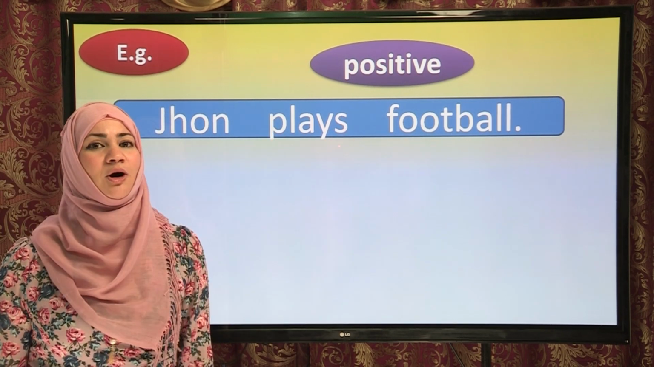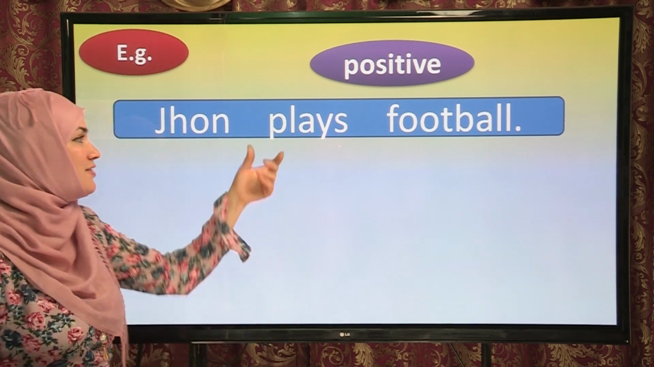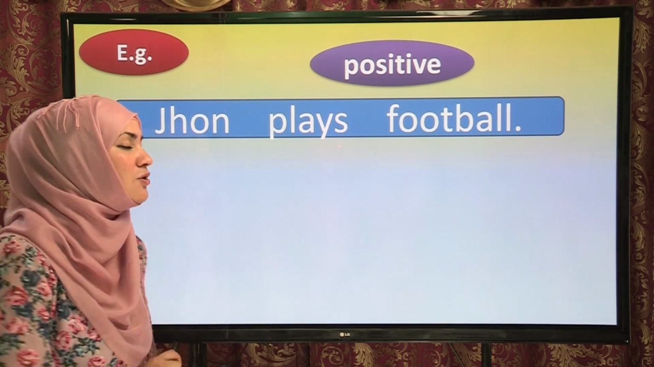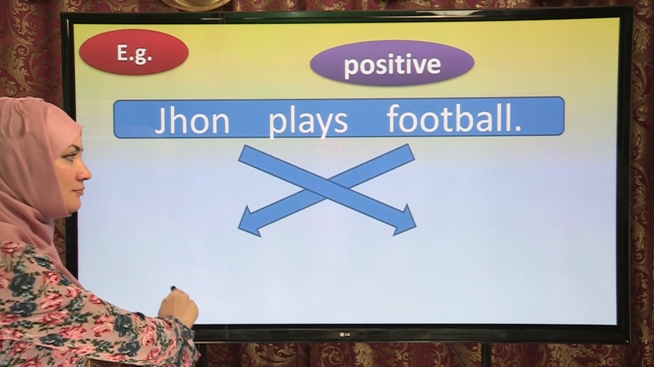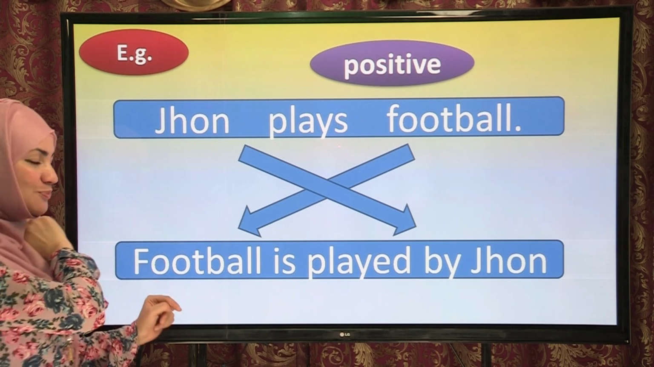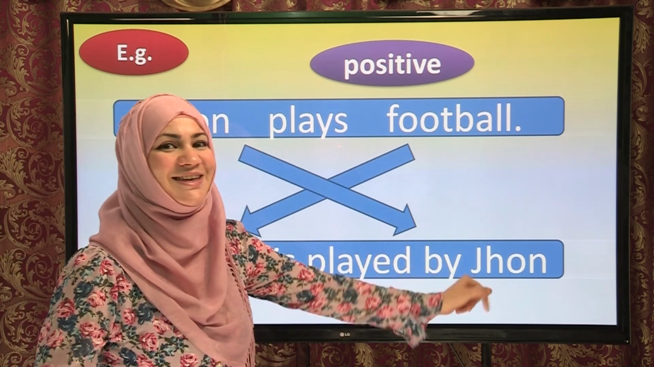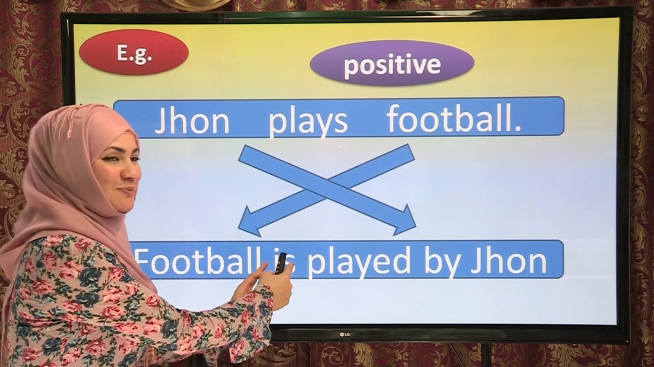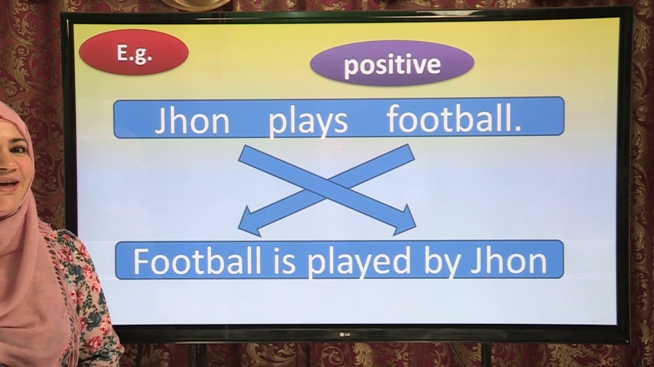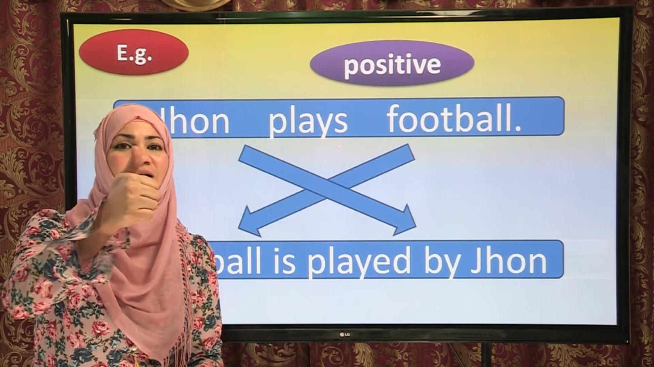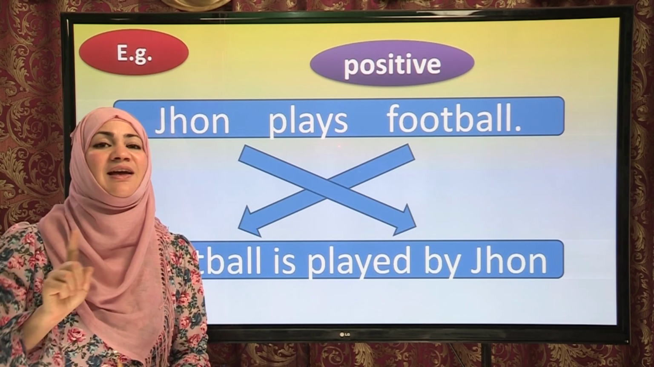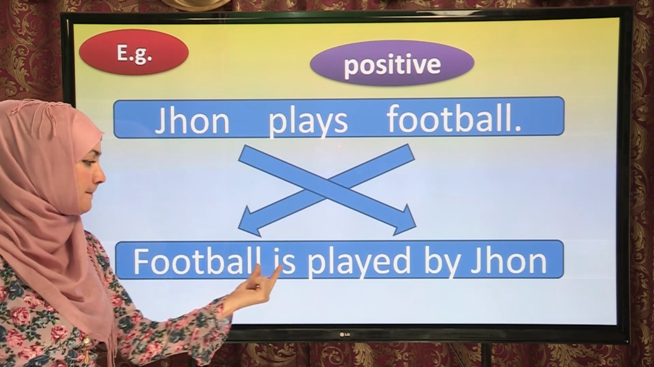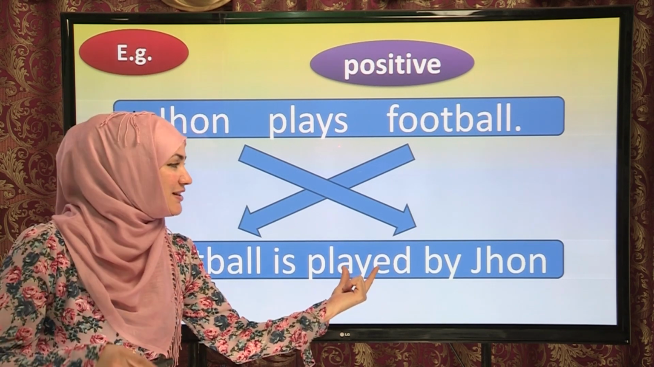John plays football. I want to transform this sentence into passive voice. Follow me, how the sentence will be. Football is played by John. You see here, my students? I started with the object. Verb to be: is. Why do I put here is? Yes, very good, because football is singular. We say is. We cannot say football are. No, it's not plural. It is singular. So we say football is played, plus past participle of play.